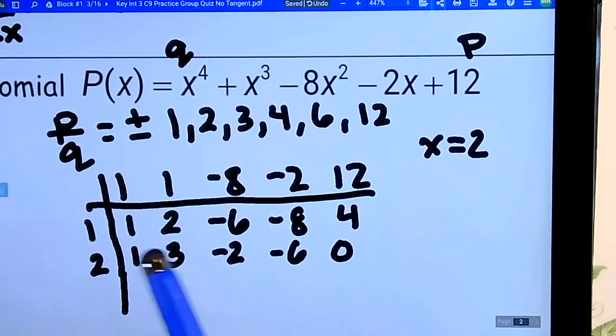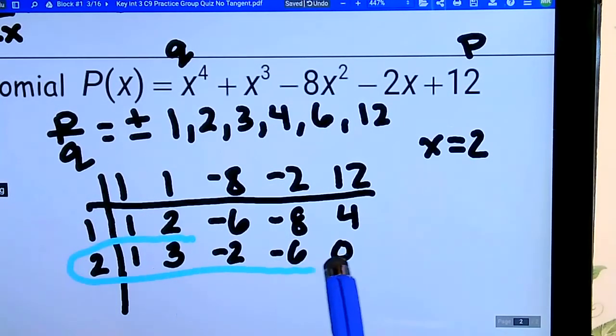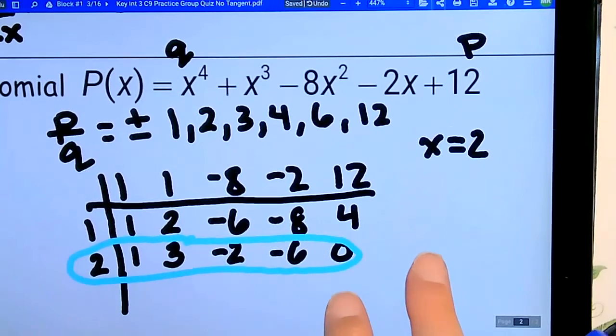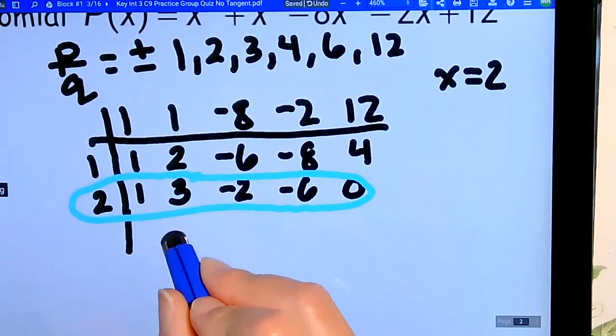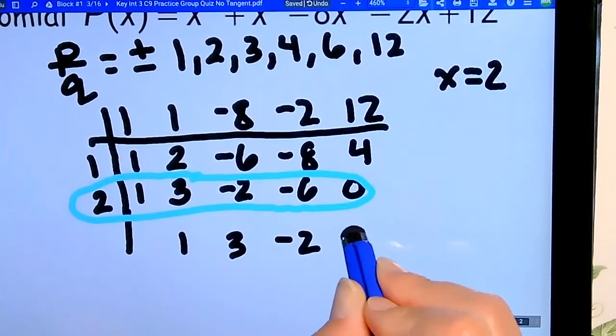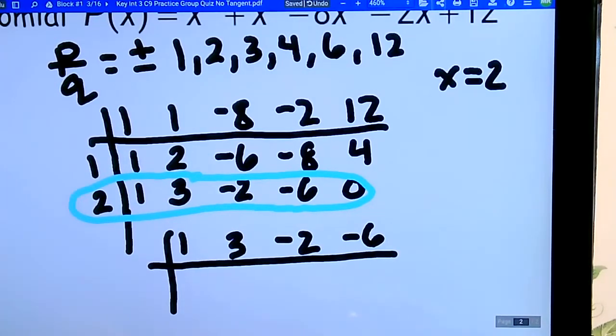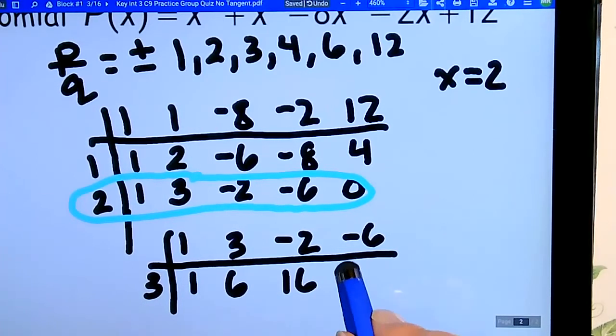Okay, so now I'm going to take this 1, 3, -2, -6, and I'm going to do a new synthetic division with that. Okay, so 1, 3, -2, -6. Let's say I try 3. 3 is one of my choices. Bring down my 1. 1 times 3 is 3. Add it to 3, 6. 3 times 6 is 18. Add it, I end up with a 16. 16 times 3 is 48. Add it to this, 42.